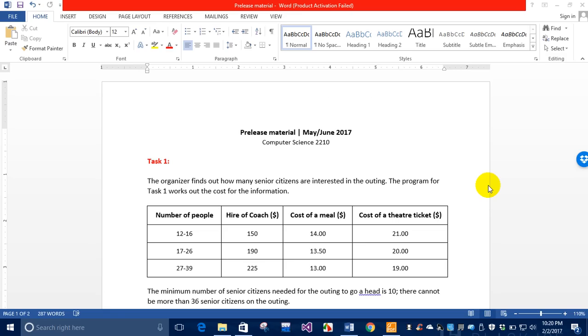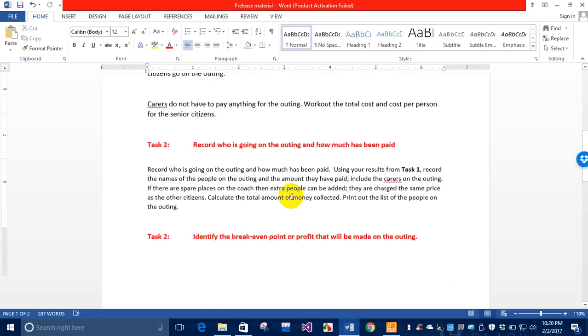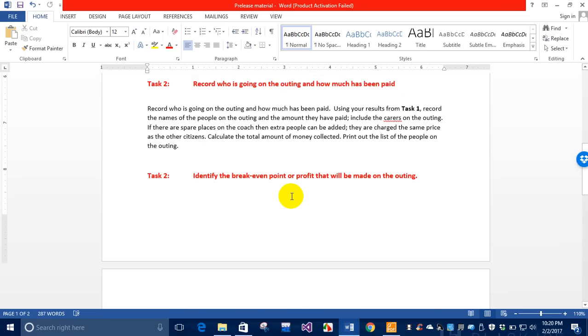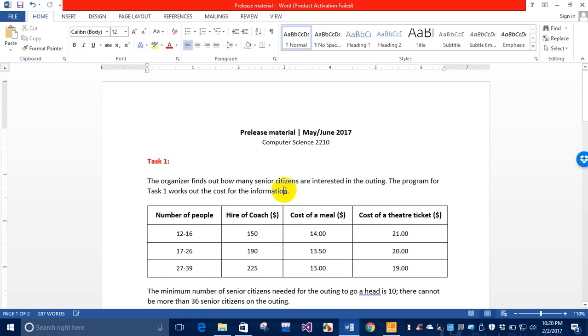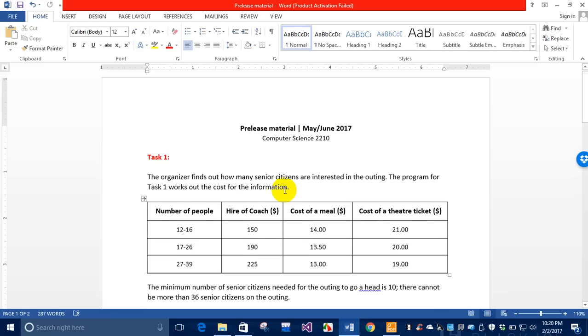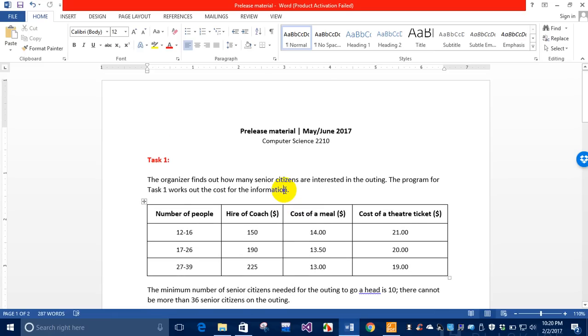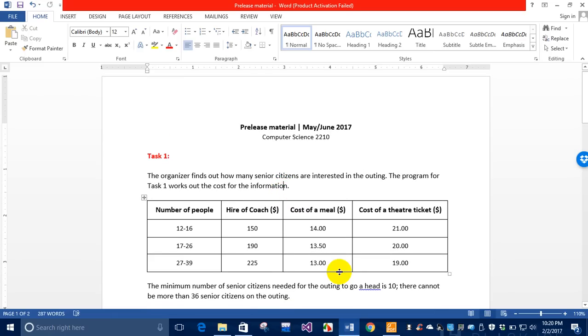Hello everyone. Today I'll represent pre-release material May June 2017 task 1 in pseudocode. I have already done these three tasks using the pre-release material using the high-level language C++. But today I will be removing the syntax and I'll represent this task in pseudocode.